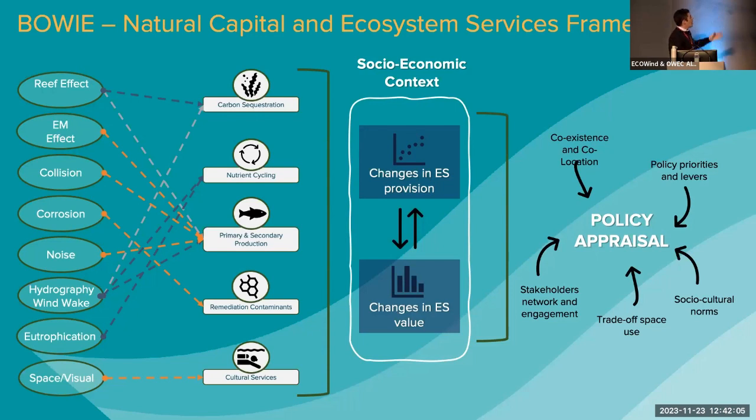About linking, the first step was to draft or develop a generic natural capital and ecosystem services framework. What we did was mapping the main seabed impacts from offshore wind onto some of the main ecosystem services that we identified. In this way, we were able to understand what are potentially the changes in ecosystem services provision. And of course, once we understand the change, we can make the link with socioeconomic values and changes, including, but not limited to, monetary valuation, but also other socioeconomic and societal values more widely. We can then use all this information in a policy appraisal with a lot of other considerations, for example, about collocation or policy priorities and so on.